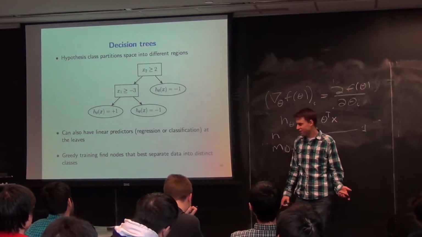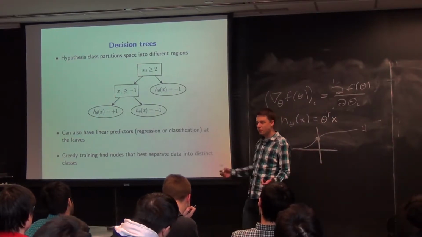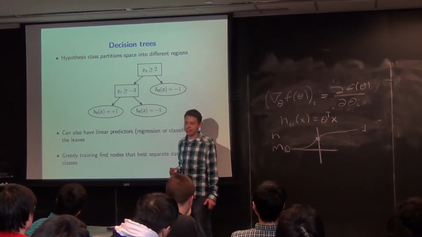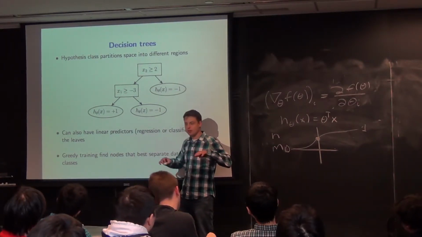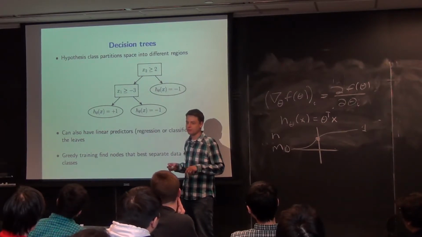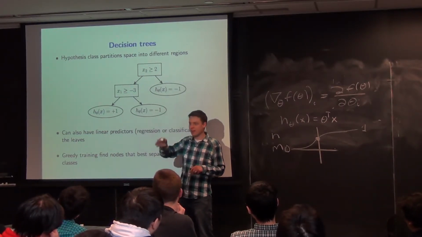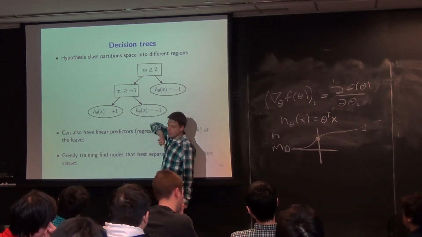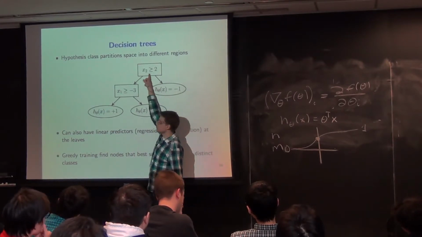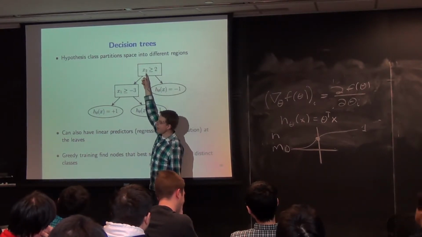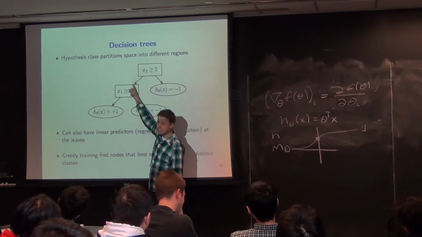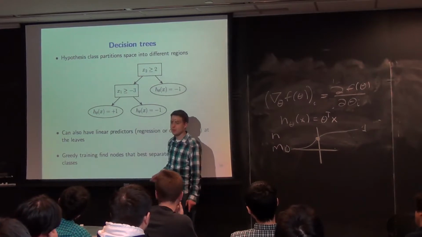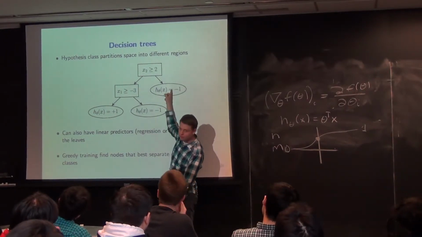Okay, jumping right along. This is an AI class, so I would be remiss to not mention decision trees. Decision trees are another hypothesis class that essentially will partition the space of inputs with a set of, you can think of them as cuts through the space. So we take our input x, and we find a split. If x is greater than or equal to 2, we take this branch. If it's less than 2, we take that branch. If we get here, we output -1.